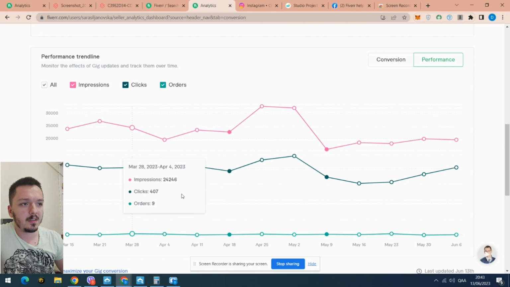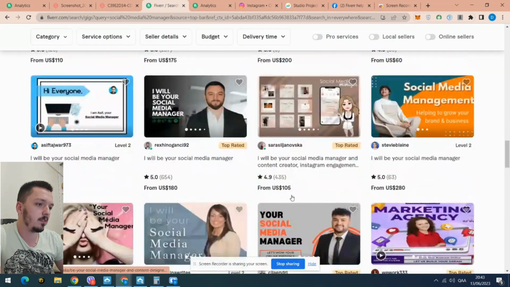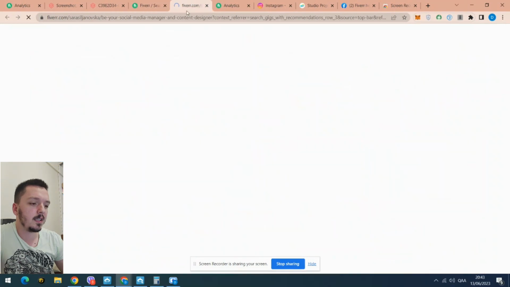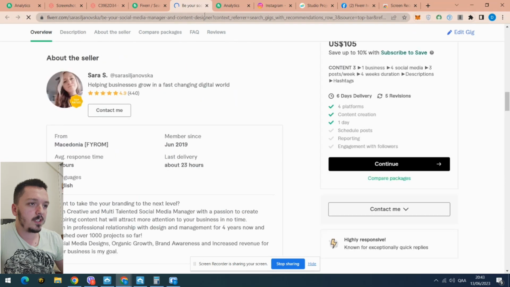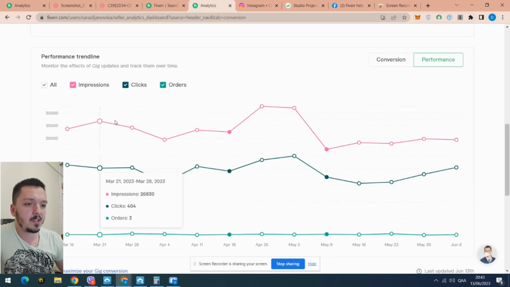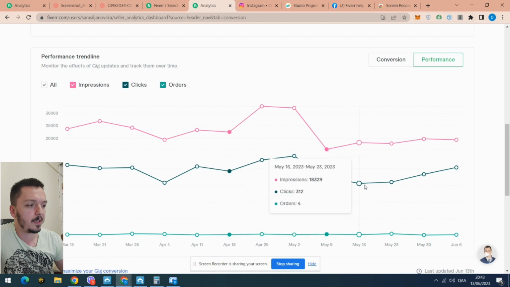What does this mean? They saw my gig between all of these different types of people. This is your competition. They saw your gig and they decided to click on it. Oh, this person has an interesting gig, let me click, let me see what they offer, packages, and so on. So this means that not only is your gig well optimized, with good SEO, but it's also attractive to clients. They like to see what kind of service you are offering.